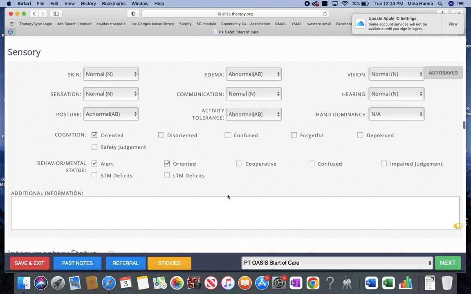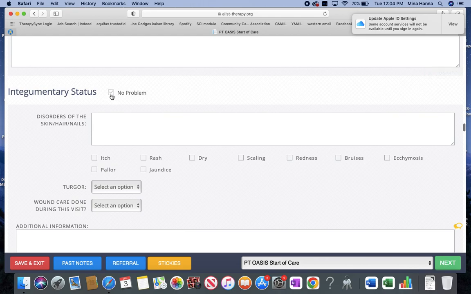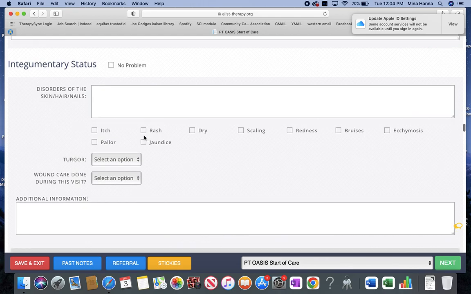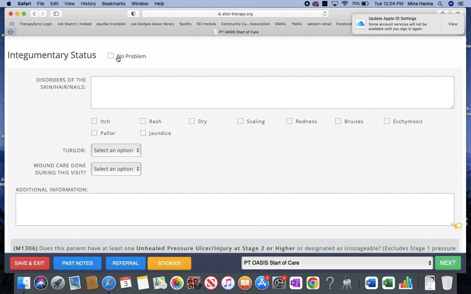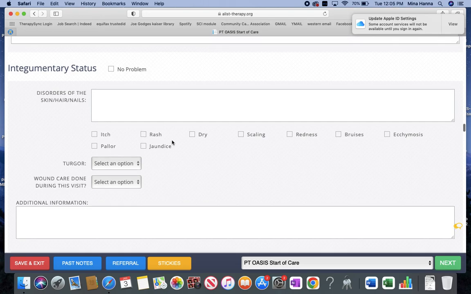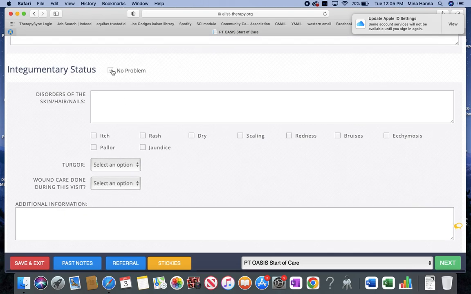And then, he's alert and oriented, so I have no issues here. Skin, is there any disorder going on or anything like that? And I can put like no problem, right? Or I can maybe put something, if I want to talk about the wounds, I can comment on it here, but there's another section for it.